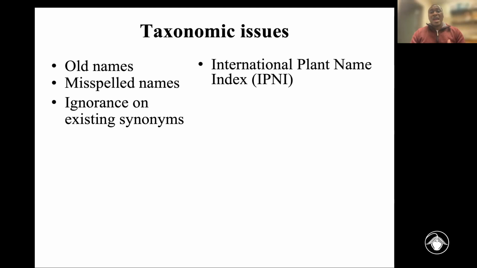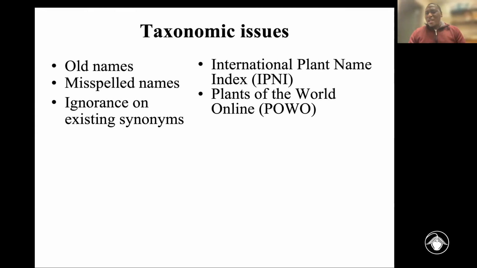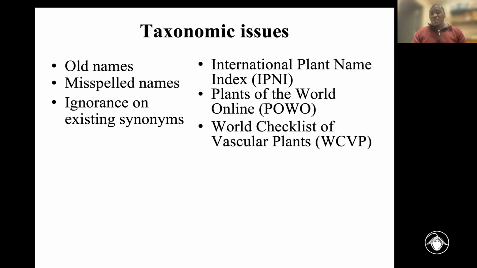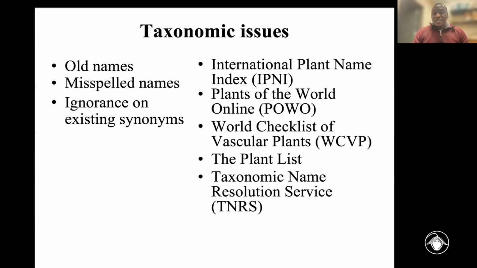For example, we have the International Plant Name Index, which is one of the many options for looking up or resolving taxonomic names of organisms that you are working with. We have Plants of the World Online that you can use to check the names. We have the World Checklist of Vascular Plants. We have the Plant List, and we have the Taxonomic Name Resolution Service, as well as the World Flora Online. This list is not exhaustive. There are many other databases out there that people can use to check the names.